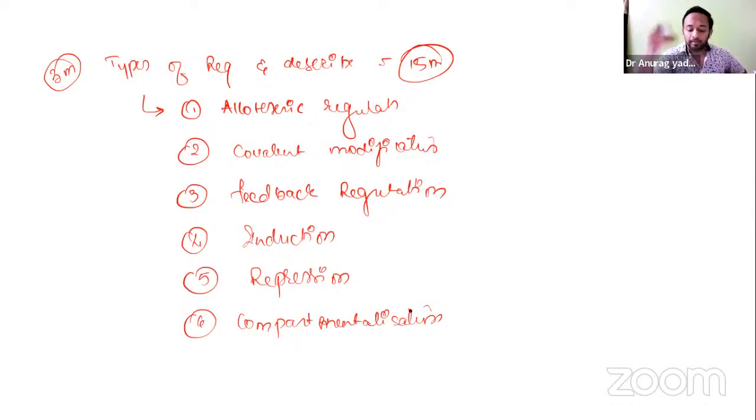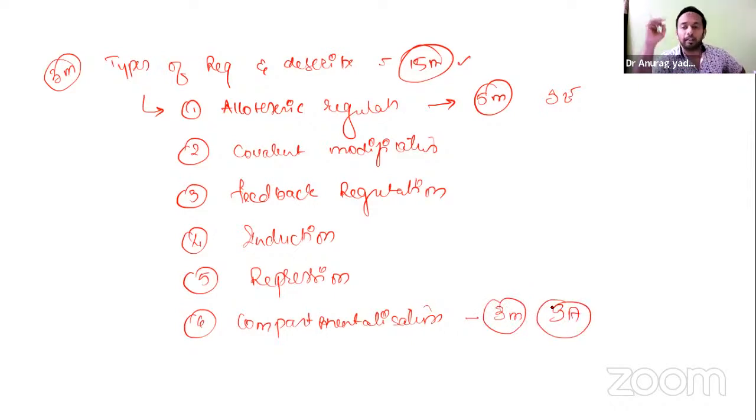So these are the 6 types of regulation. In the exam, they'll ask you to describe them in detail, which can be a 15-mark question, or sometimes they'll ask you to write the different types under a 3-mark question. In this, especially, allosteric regulation can itself be a 5-mark question, a short essay, and compartmentalization can be a 3-mark question, that is, a short answer. So this is about the types of regulation. We'll see one by one what these types of regulation are.